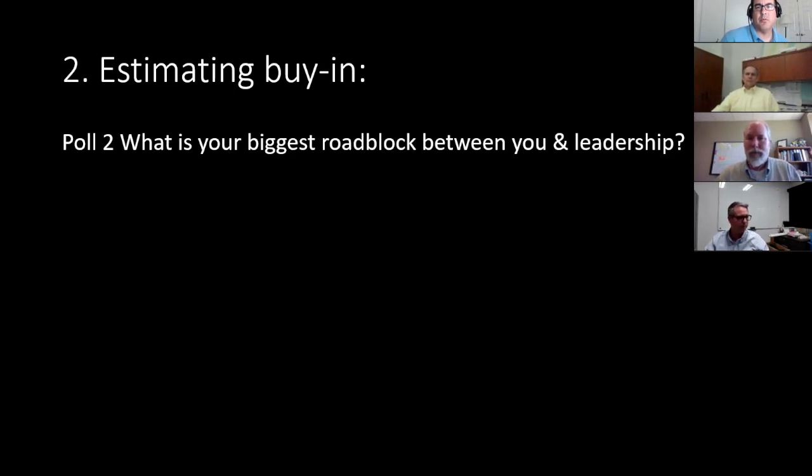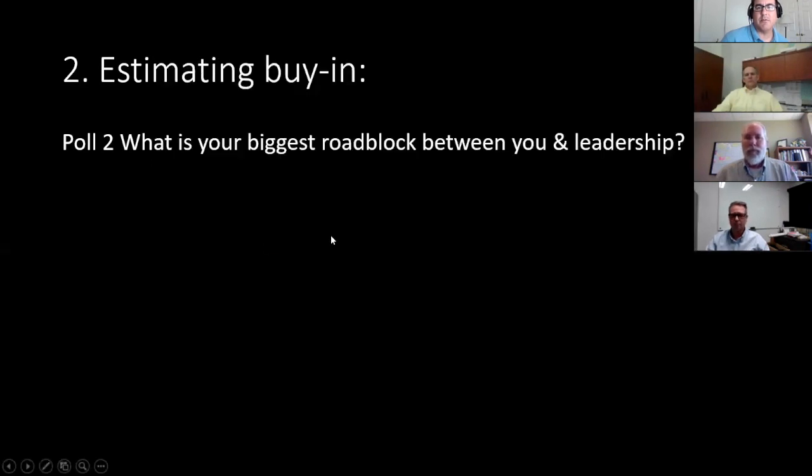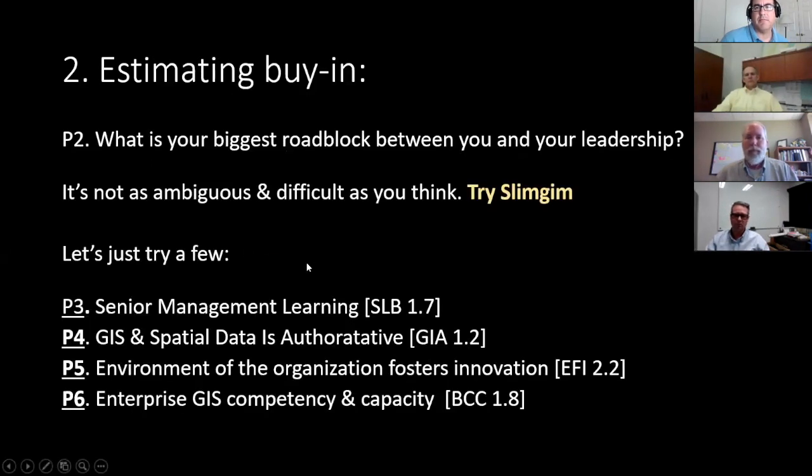Okay. So this one is, what is your biggest roadblock between you and your leadership? Organizational politics, lack of management champion, leadership perception of GIS, organization does not want to admit or reveal flaws, the lack of a compelling business value message for GIS, you're not sure the best way to ask for more resources, buy-in from leadership, and all of the above.